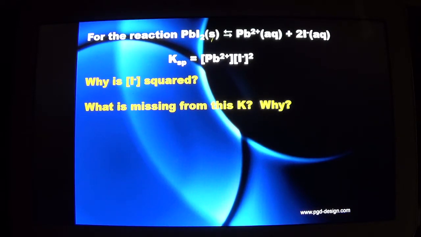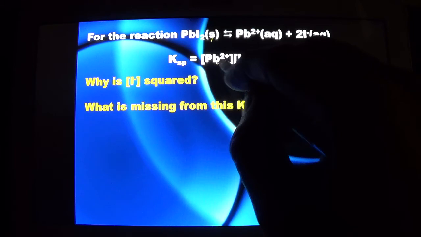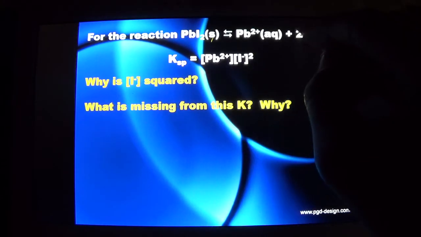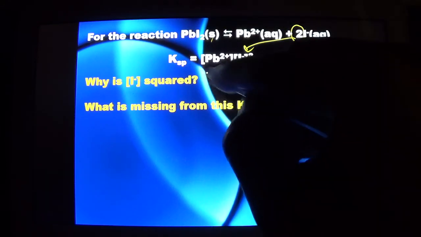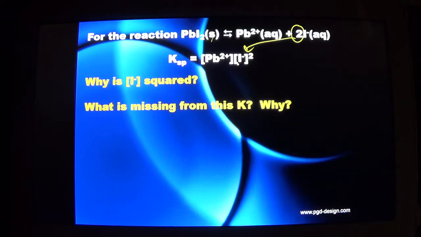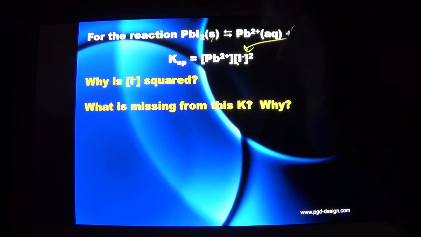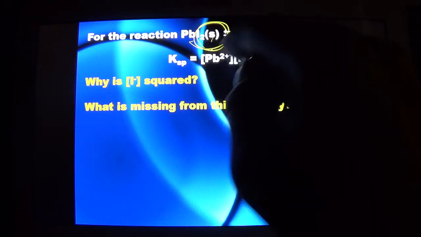When I go to write a Ksp, we're going to write it like we used to: products over reactants. So here are my products, and why is the I squared? Oh yeah, don't forget, we're still assuming a slow step, one-step mechanism, so the coefficients are the exponents. So we write it as products over reactants. Oh, wait a minute. Now this is not unusual for Ksp. Ksps usually do not have a fraction. We don't include the reactants. Why don't we include the reactants? We don't include the reactants because it's a solid.